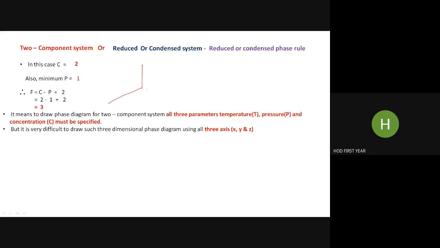To draw a phase diagram for a two component system, we need all three axes: x, y, and z. You can take pressure on one axis, temperature on another axis, and concentration or component on the third axis. These are 3 degrees of freedom. But it is very difficult to draw such a three-dimensional phase diagram using 3 axes. We cannot draw it on 2D paper. It is a bit difficult.